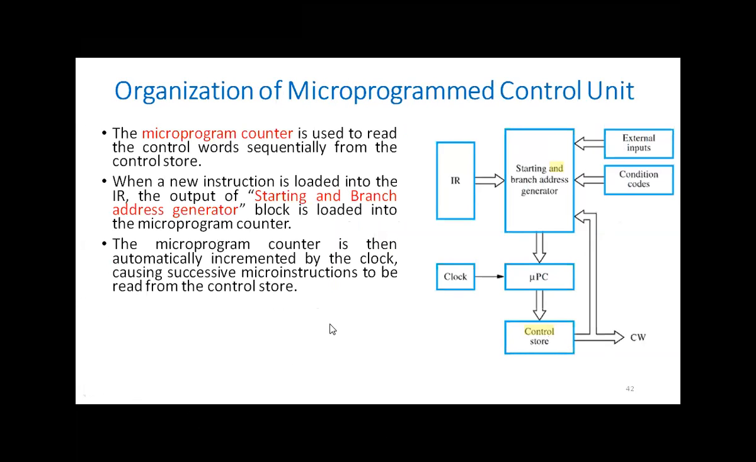Sir, the microprogram counter is generating the control signal? This is the microprogram counter. It gives the address of the next micro instruction, and based on that address, the micro instruction is selected and fetched from the control store. Yes, sir, understood.